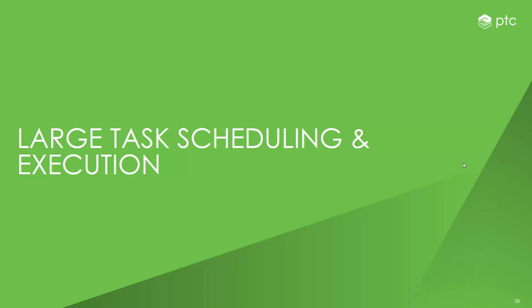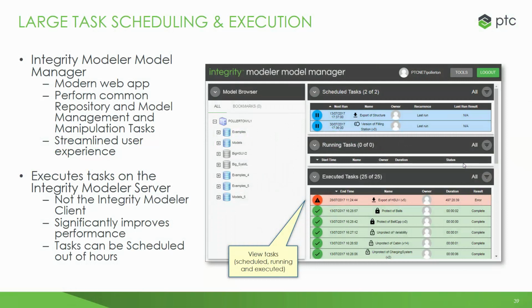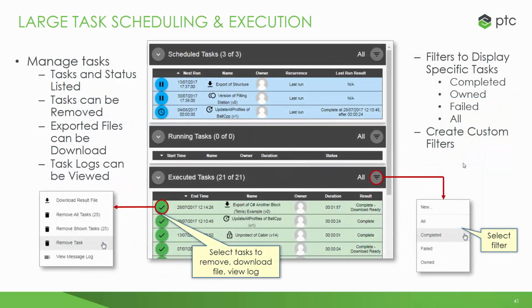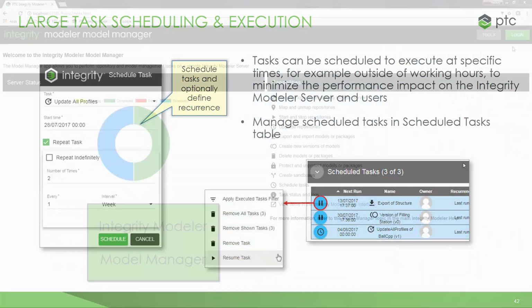Integrity Modeler 8.4 also improves large task scheduling and execution. We've provided a new Integrity Modeler model manager for executing and scheduling those tasks. It gives you easy access to do things like profile upgrades, creating new versions, exporting, importing, deleting, etc. We can also see pending tasks, running tasks, and completed tasks. And for the completed tasks, we can then do things like download the files. So let's see it in action.